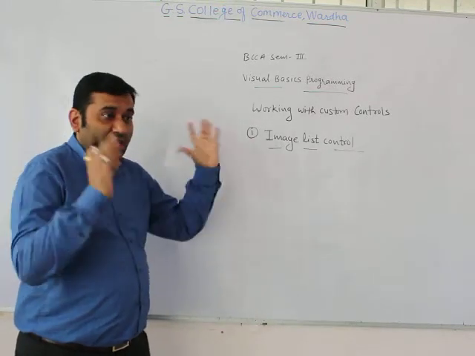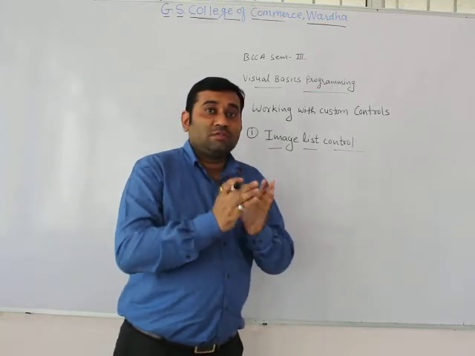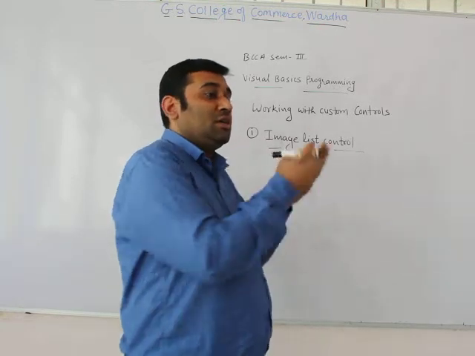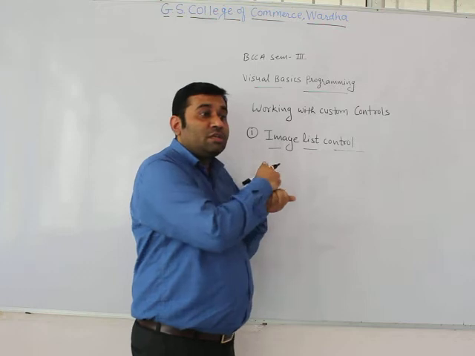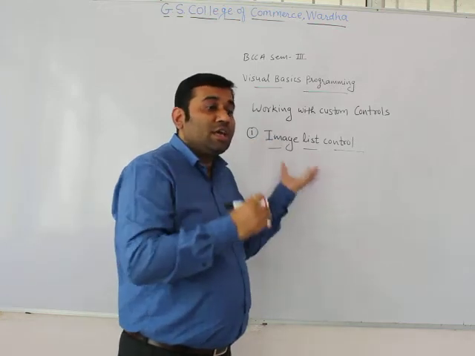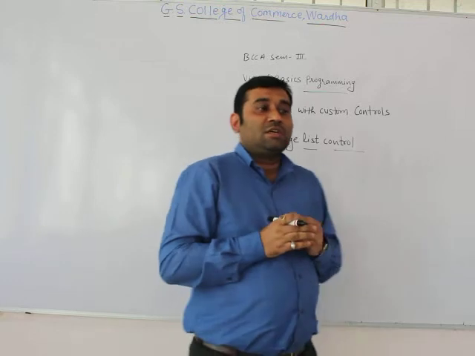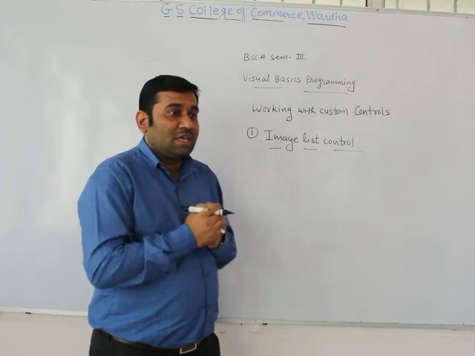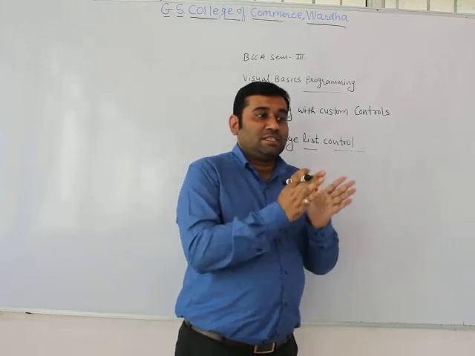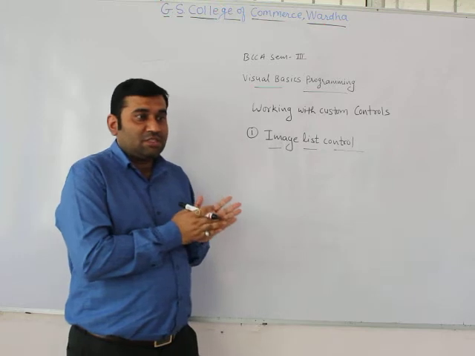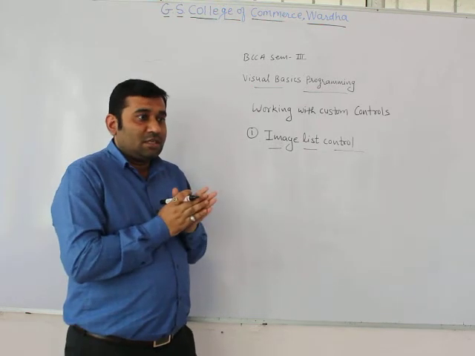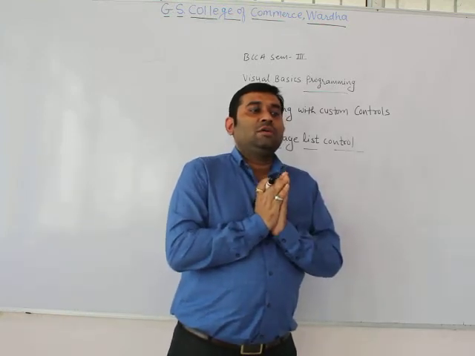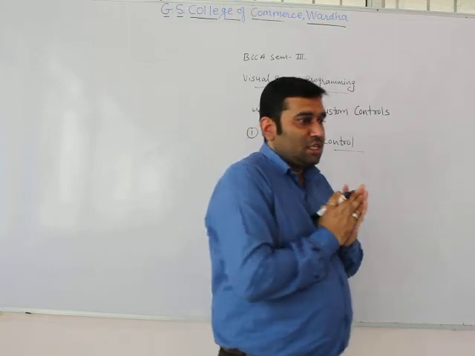The first control is the image list control. Image list means you can store one to many images in the image list control. The image list control does not actually appear on the form at runtime. It serves as a container that is accessed by other controls such as tree view, list view, and toolbar control. The image list control can store all the images that appear on the toolbar control buttons. Now the process of inserting the image list control.